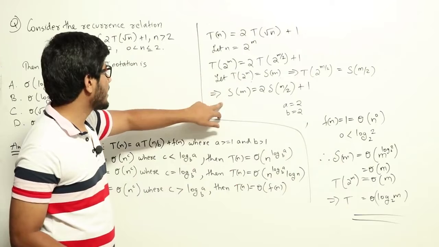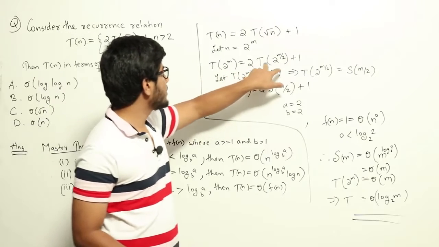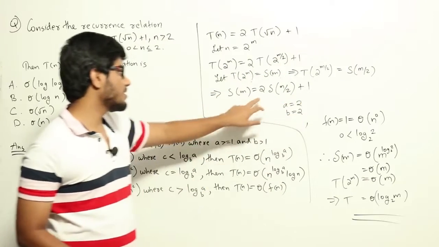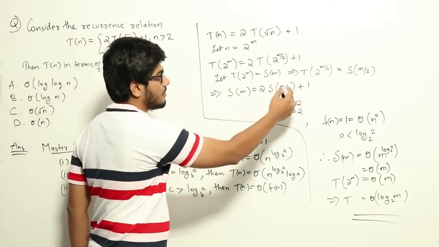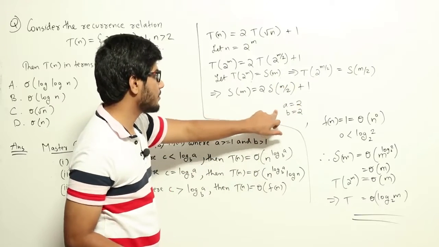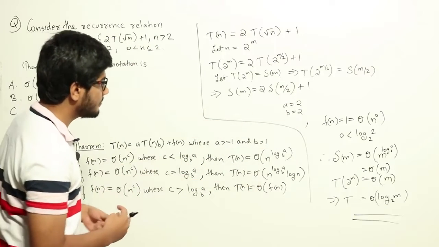Now let's rewrite it again. T(2^m) is S(m), which is equal to 2T(2^(m/2)), which becomes 2S(m/2) + 1. Now this is of the form aT(n/b), where a = 2, b = 2 and f(n) is 1. So we can directly apply Master's theorem here.